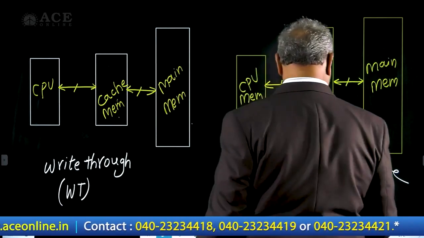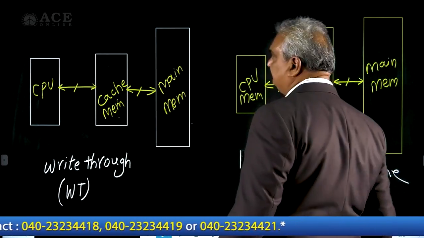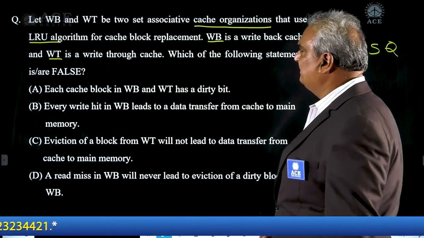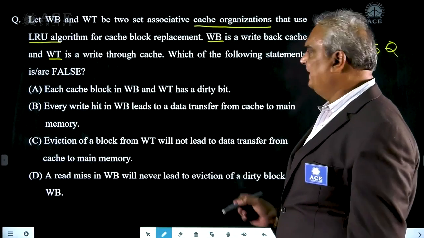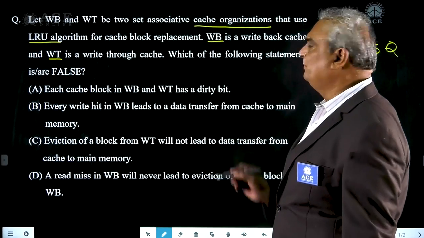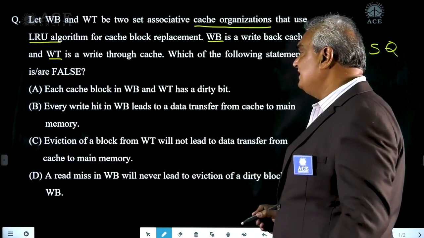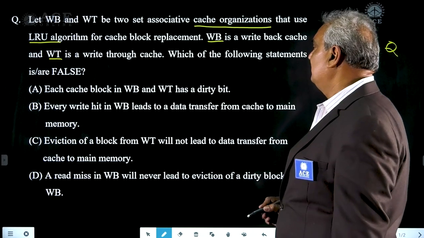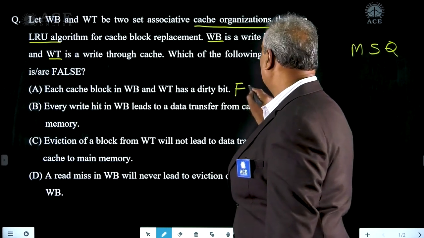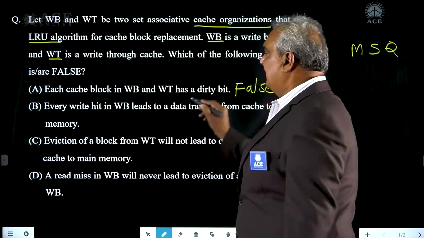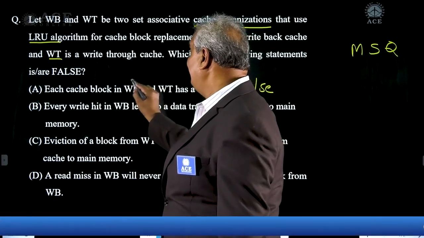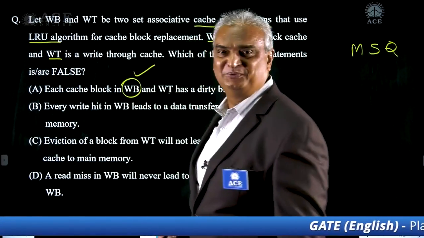Come to the question. Which of the following statements is/are false? A. Each cache block in WB and WT has a dirty bit. It is false because the dirty bit is required only for write back but not for write through.